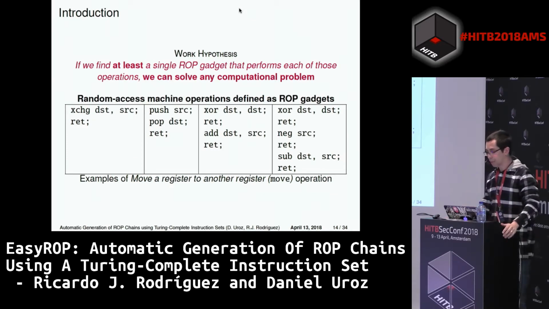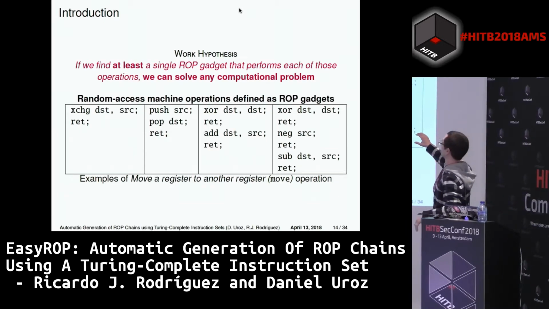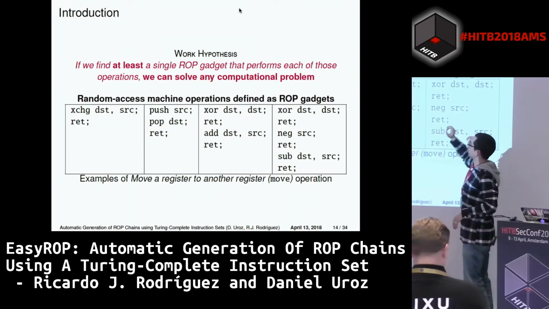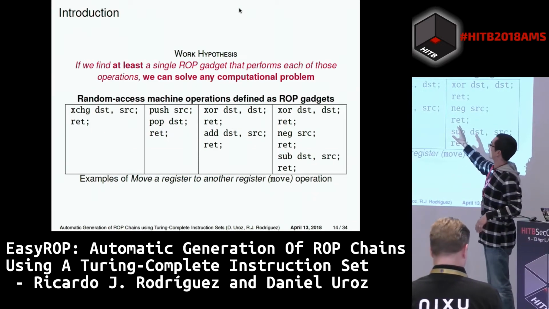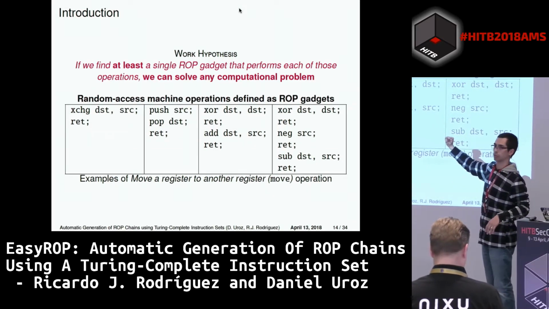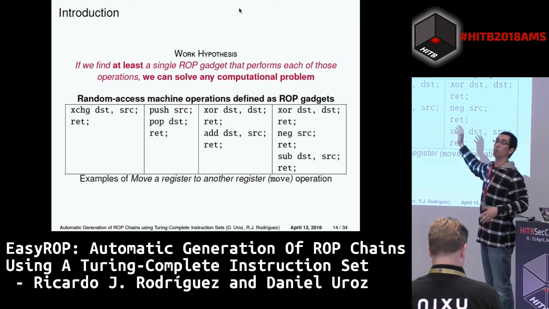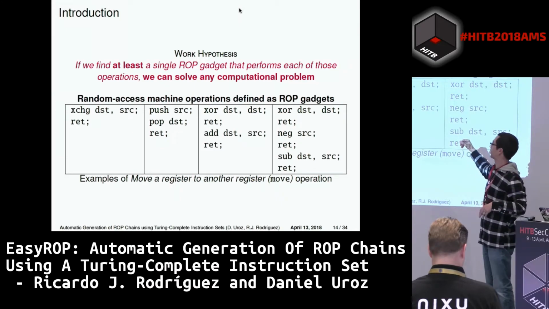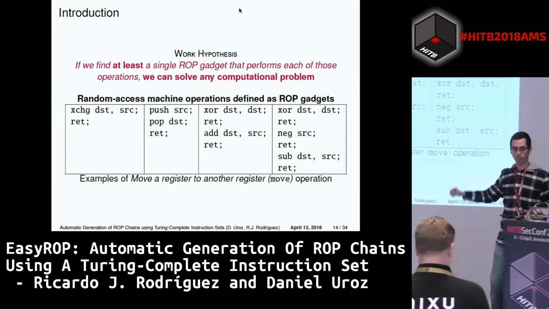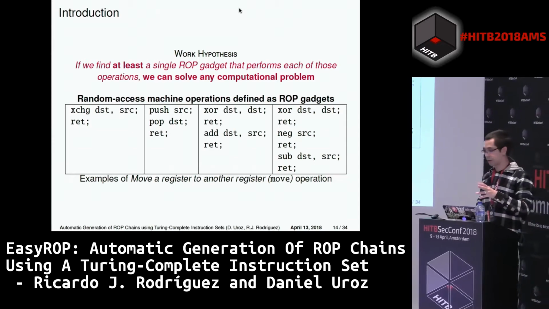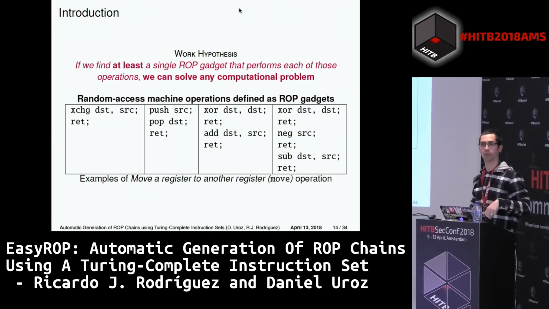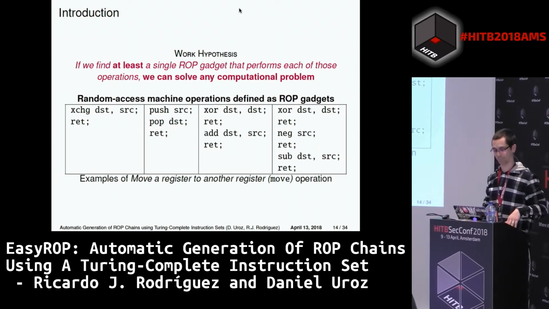Well, the random access machine operations defined as ROP gadgets can be, for instance, this one here. So here we have 4 different ROP gadgets, but let me tell you that every one of these is implementing the same operation, okay? Each one of these is implementing a move operation, okay? In a semantic way, they are implementing a move operation, okay? I'm not going to go further into the assembly instructions. If you want to discuss later, we can do it, okay?